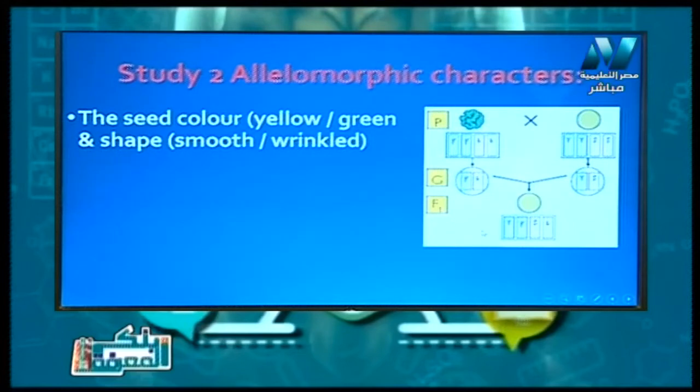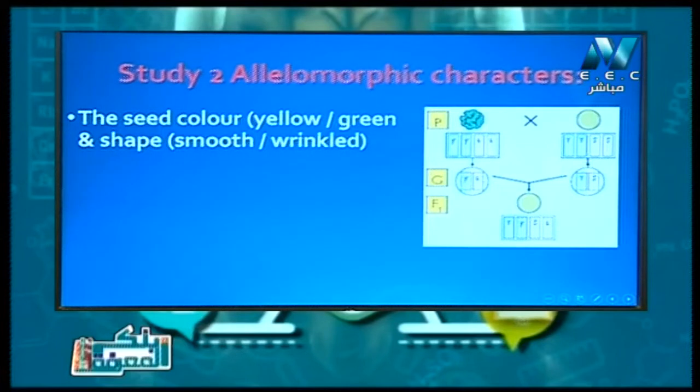As you see here in this picture, we put the parents. The parents, we represent the homologous chromosomes. One carries capital Y for yellow. Of course, as we said, we chose the first letter in the dominant character. Capital Y for yellow, small y for green. Capital S for smooth, and small s for wrinkled.